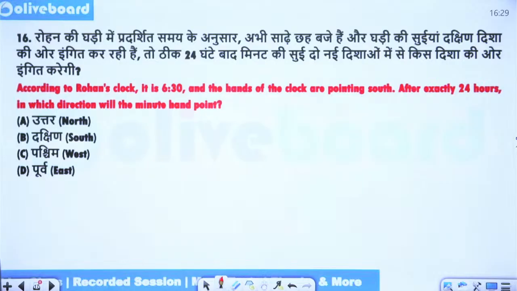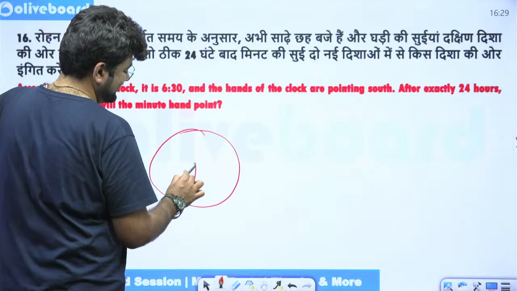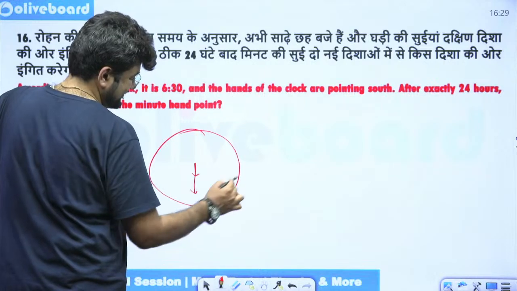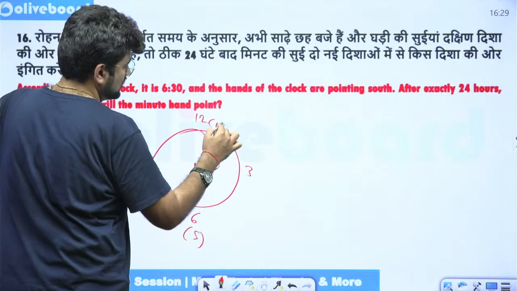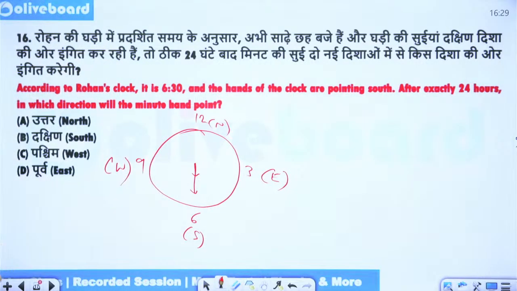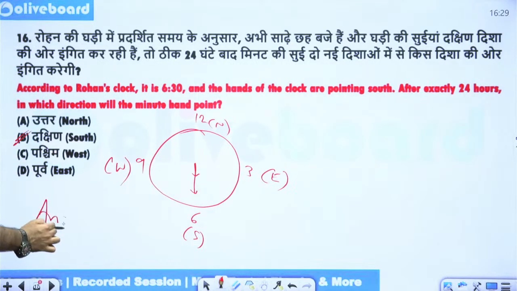According to Rohan's clock, it is 6:30 and the hands of the clock are pointing south. 6:30 means both the hands are here, south. Now the question is, after exactly 24 hours, in which direction will the minute hand point? Again, south only. 24 hours means it's going to be at the same spot. And after 12 hours, it's going to be at the same.